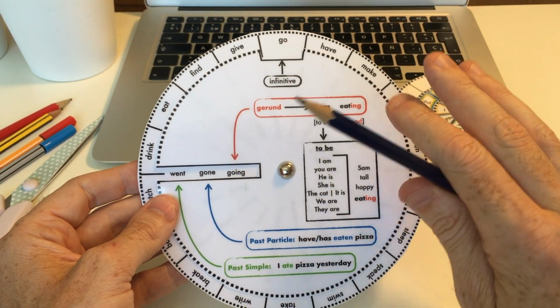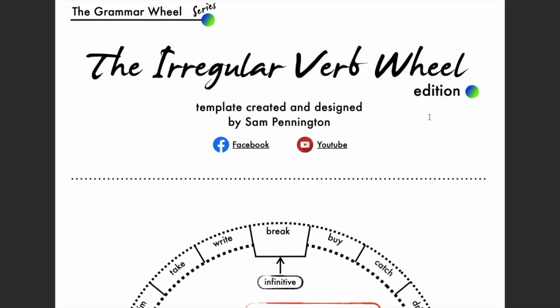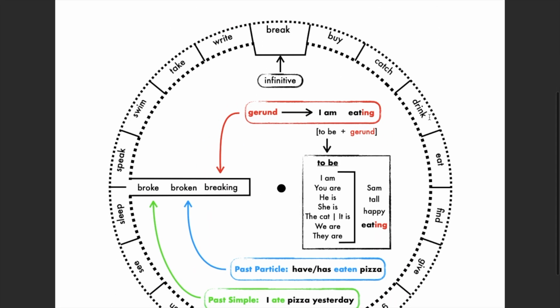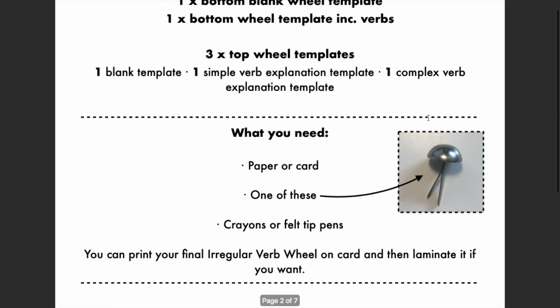What I'm going to do now is I'm going to show you what's included in the free template. So if you want to download the irregular verb wheel, all you do is click on the link in the description below this video. Okay, so what's included in this template?